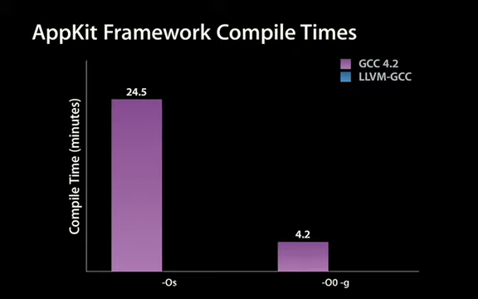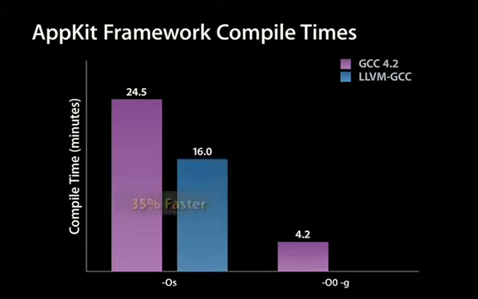Let's see how LLVM GCC does. Well, in release mode, LLVM GCC is 1.5 times faster, 35% faster than GCC. What does that mean to you? Well, I'm sorry to say we have shortened your coffee break by roughly 8.5 minutes here. But your productivity has just gone through the roof.